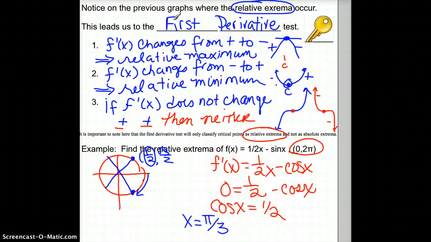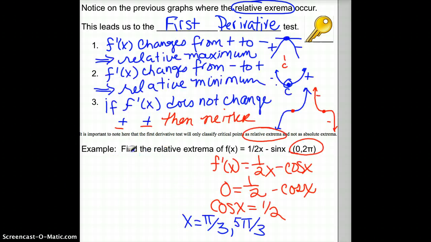So I'd be at 10 pi over 6 or 5 pi over 3. And I know you guys know how to find those, so I'm not going to dwell on the unit circle there a whole lot. So now what I do is I'm in search of where the relative extrema occur, and I'm not going to make one of those charts. I prefer the sign line.